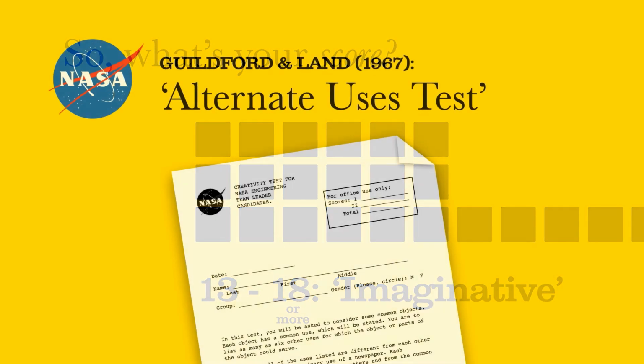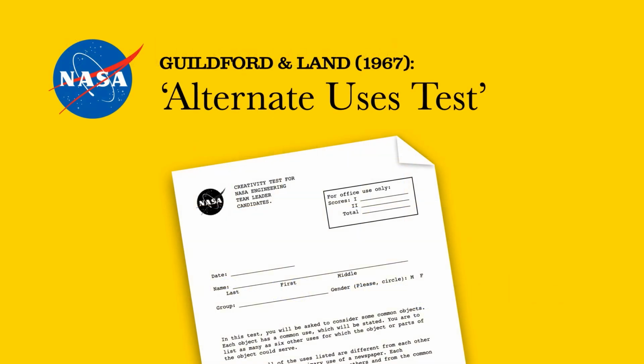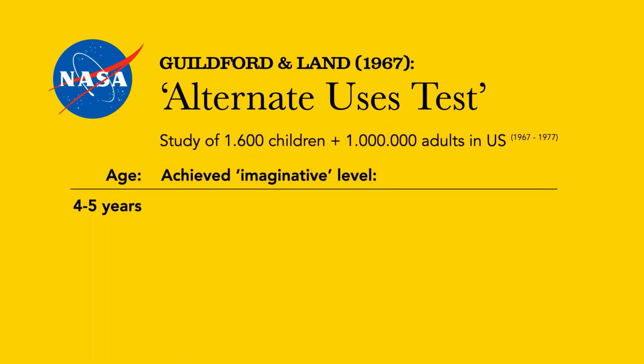The test you've done is actually a test from NASA back in 1967 by Guilford and Land. It's called the Alternate Uses Test. It was an official test used by NASA to discover creative talent within engineering teams within the Apollo program, but also other space exploration programs within NASA. And they made a study also with 1,600 children and 1 million adults in the US between 1967 and 1977.